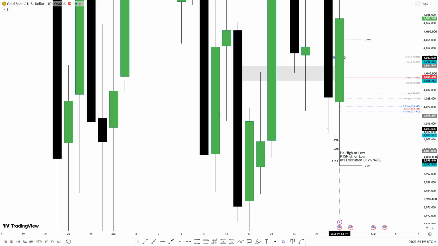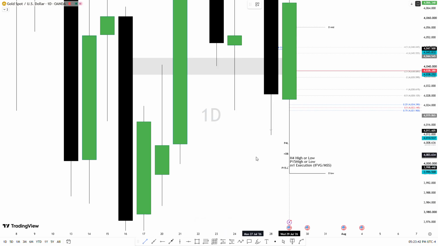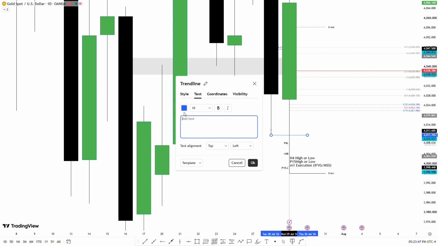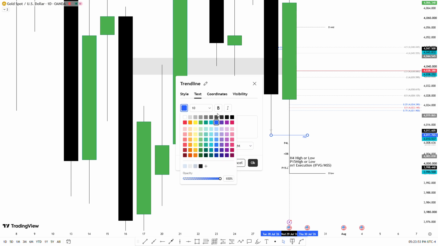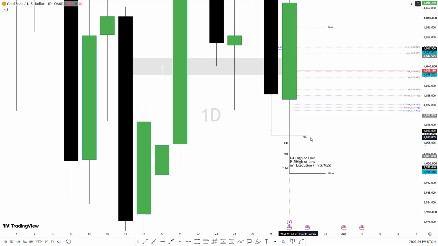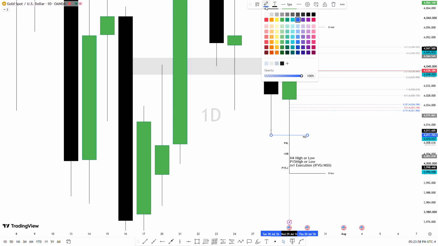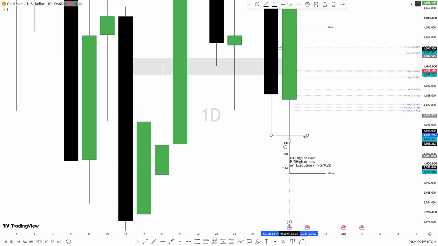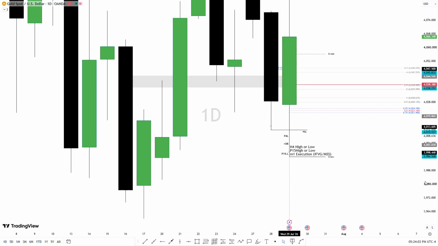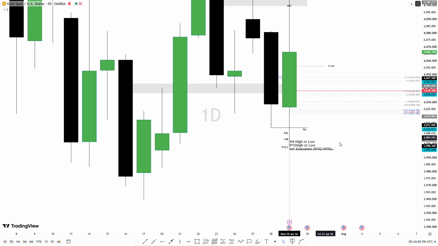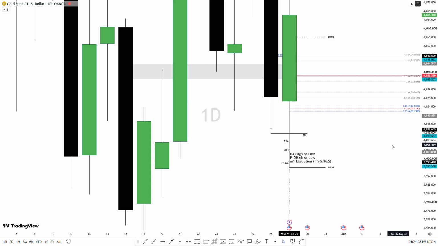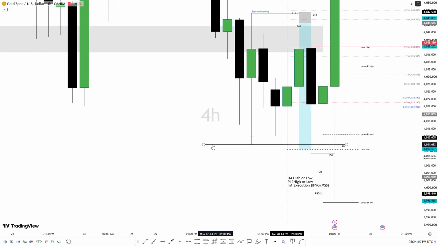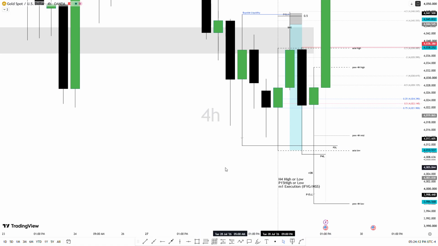Let me just remove this and use the daily high or low. So in this case, the higher time frame key level was this previous low. So that is my PDL. That is my high time frame key level, previous day low. And then previous day high was taken out, and then I go to my 4-hour time frame.